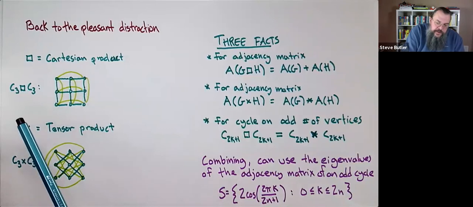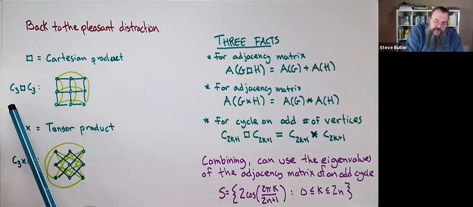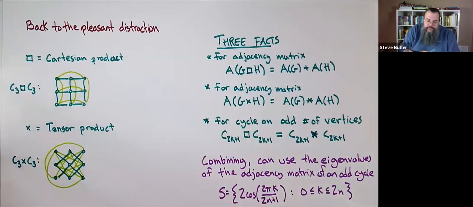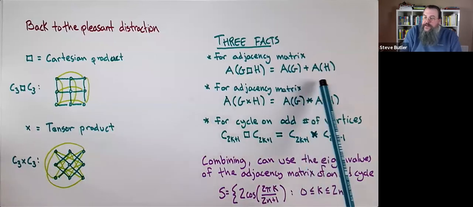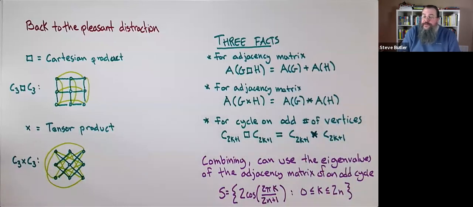So I've drawn the Cartesian product for the 3 cycle with itself, and the tensor product for the 3 cycle with itself. Okay, and now 3 facts. Turns out that for the adjacency matrix, when you look at the Cartesian product, you add the eigenvalues of the 2 smaller matrices. For the tensor product, you multiply. All right, this is looking promising.